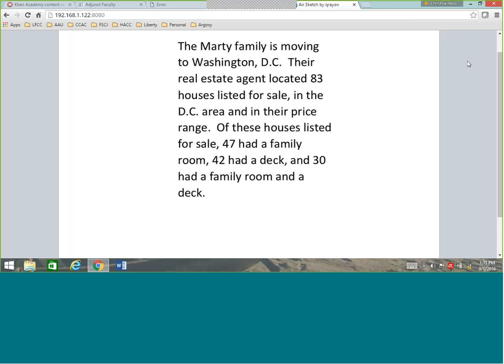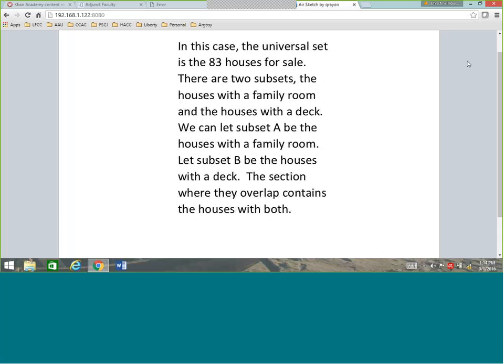And then the subsets: one of the subsets would be the houses with just the family room, and another subset would be the houses with a deck. So in this case, the universal set is the 83 houses. The two subsets are the houses with the family room and the houses with the deck. So we're going to let subset A be the family room, and B be the houses with the deck.